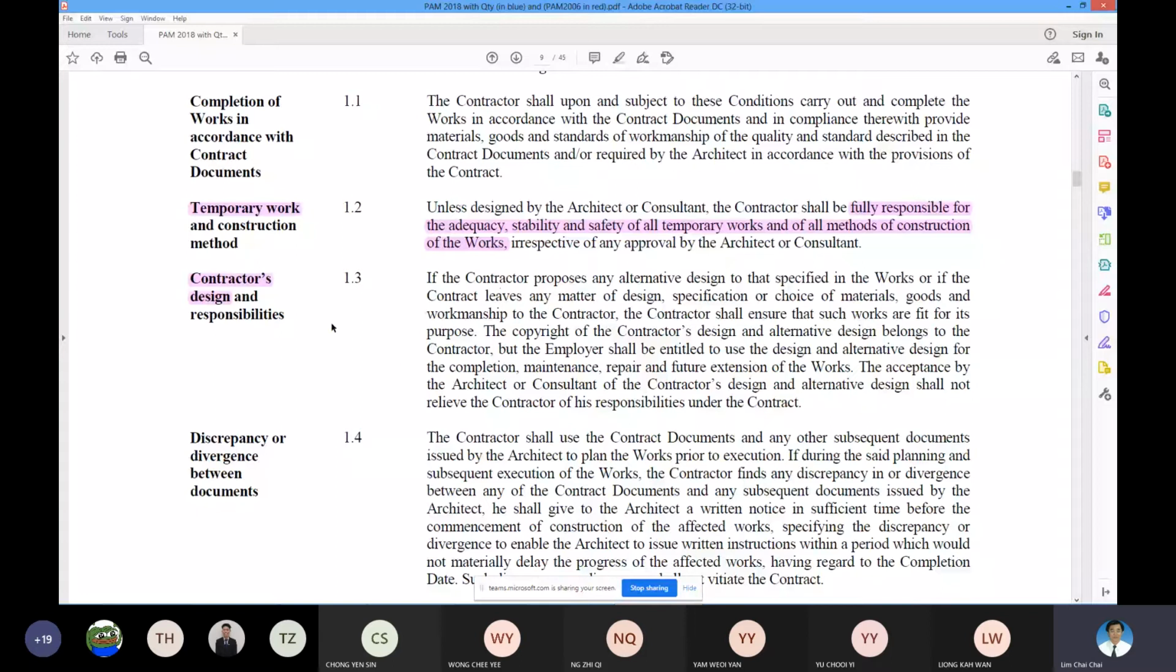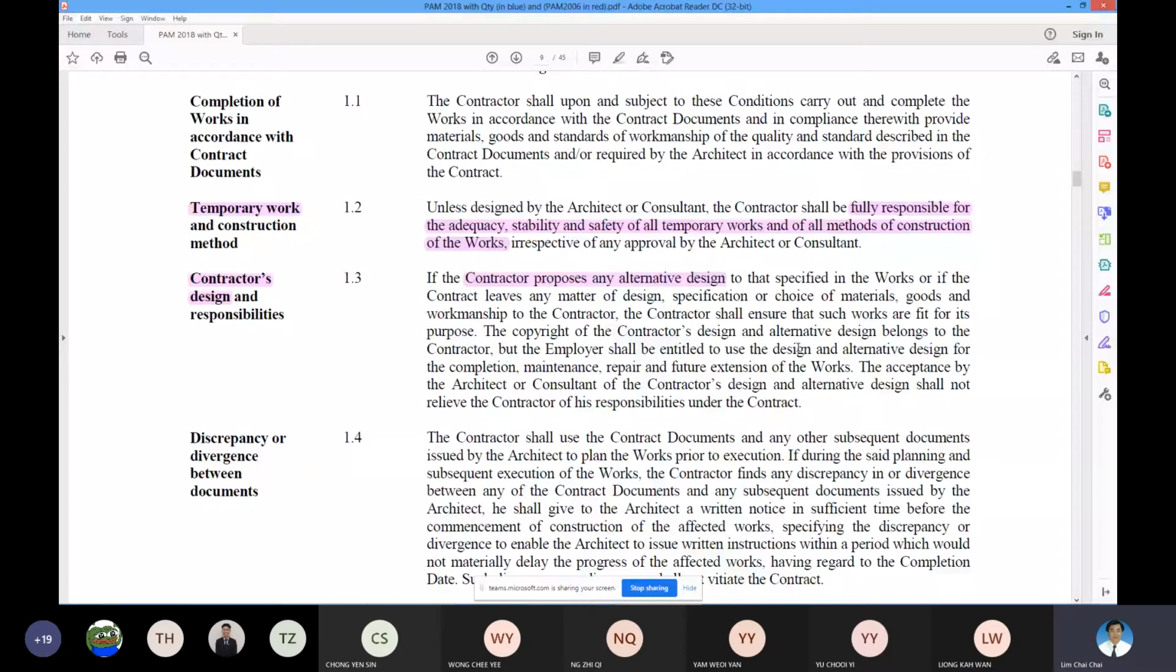So how can the contractor become responsible? If the contractor proposes an alternative design, then the contractor is going to be responsible. If the contractor didn't propose an alternative design, then all the design matters usually are the consultants' or the employer's risk item. Okay, so please remember the term usually and not always. I will tell you why later on when you do other so-called questions.